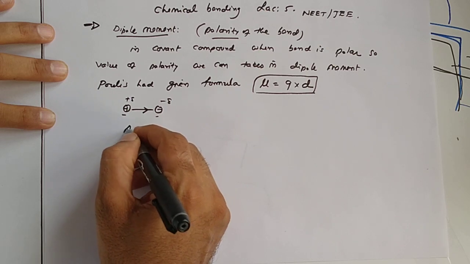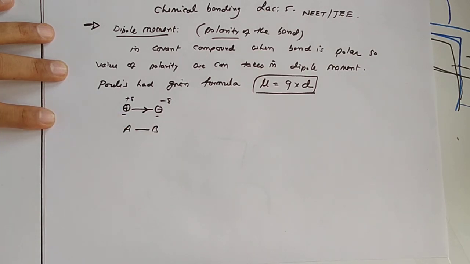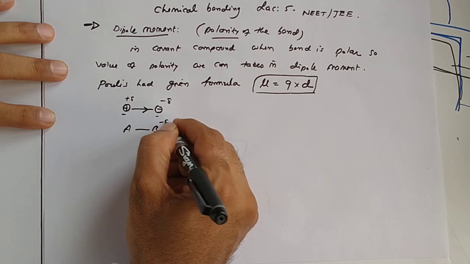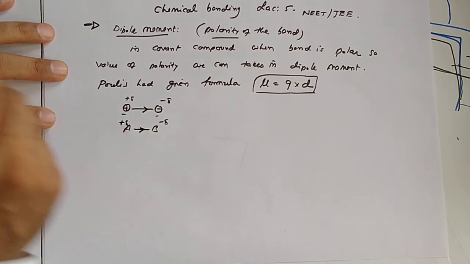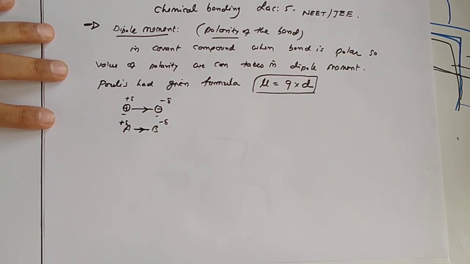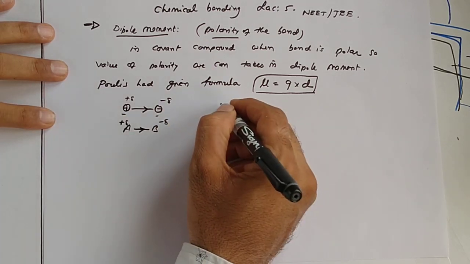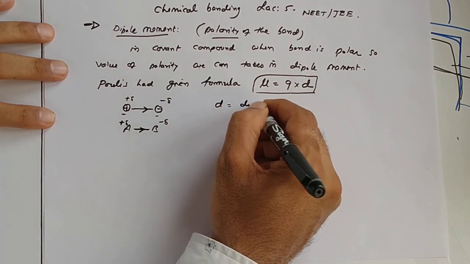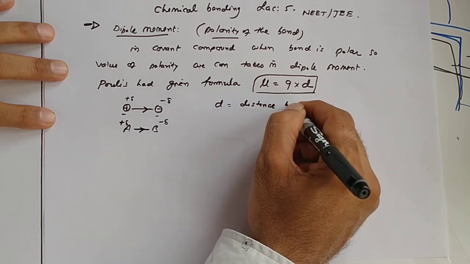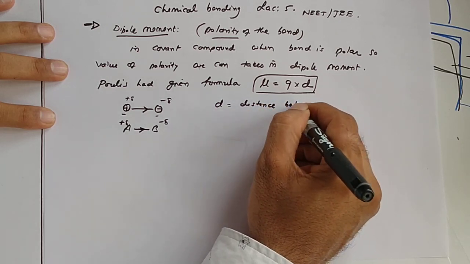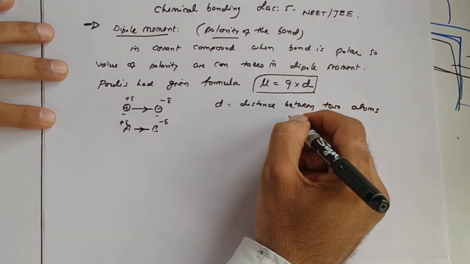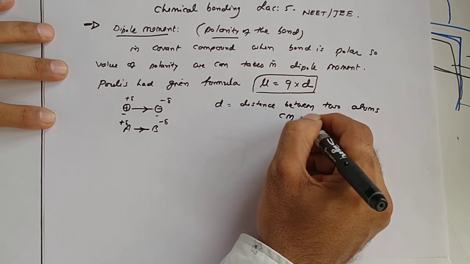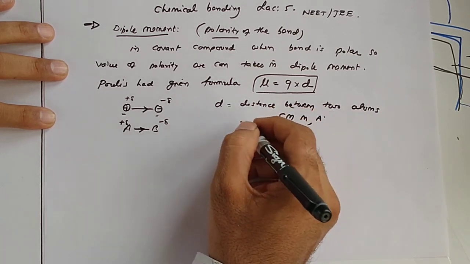Suppose two atoms are given. Electronegativity of both is different. B is more electronegative than A, so the polarity arrow goes from positive to negative. Here D means distance between two atoms. It should be in centimeter, meter, otherwise in angstrom.